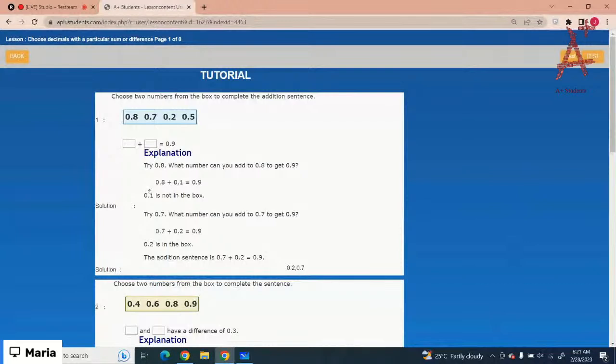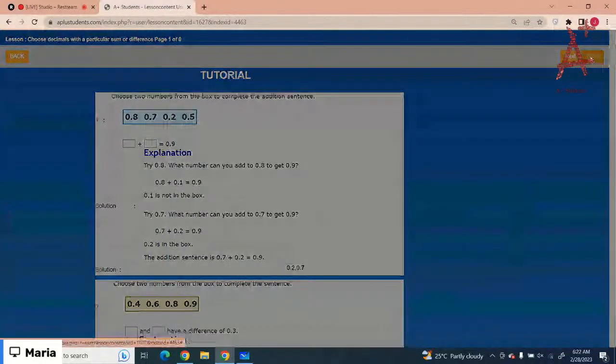0.8 and 0.7 make 1.5. 0.8 and 0.2 make 1, but 0.7 and 0.2 make 0.9. Evangeline, do you have any question? You can ask. Let's just start with the test questions so that we can do the practice questions.